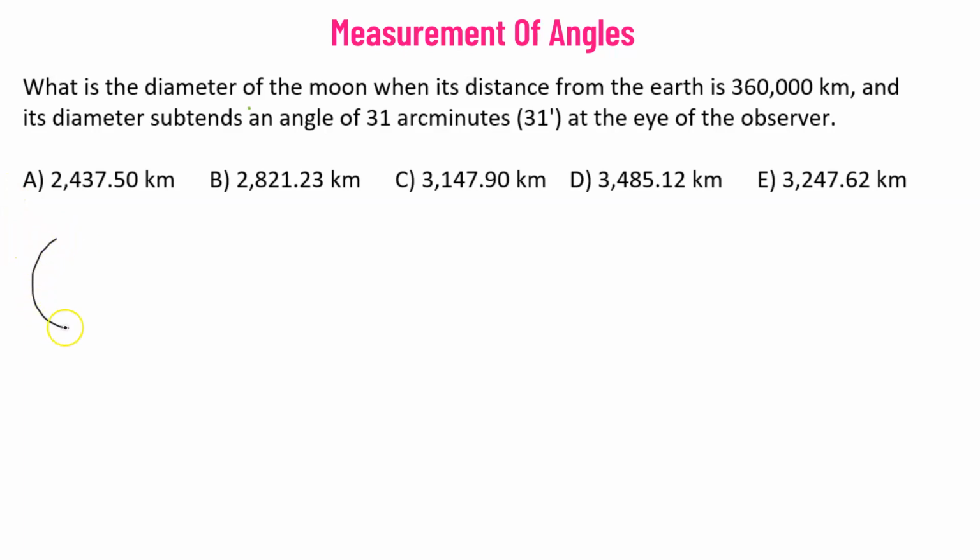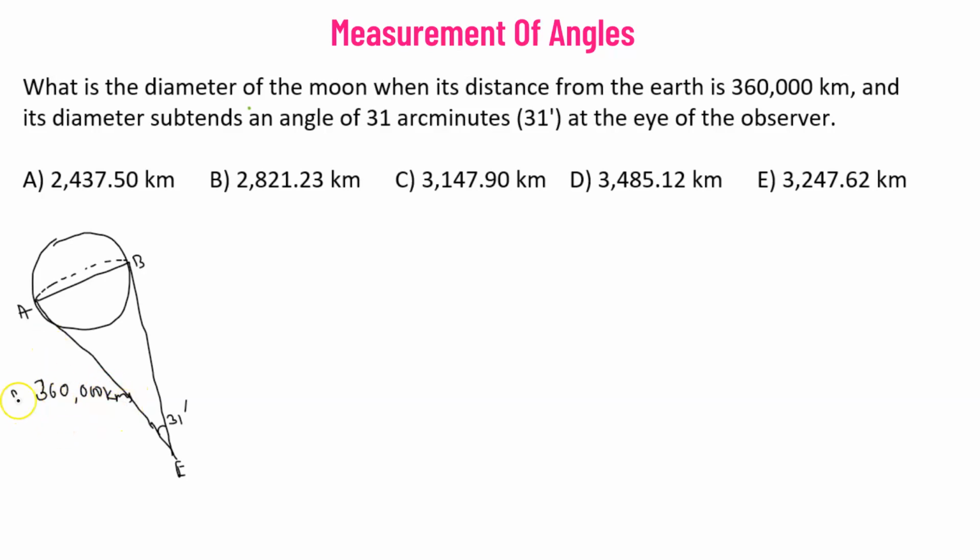So here we have the moon and let's consider AB to be the diameter of the moon. Now, assuming AB is also the arc, then this particular arc, let's say it is subtending an angle of 31 arc minutes at the eye of the observer. So this is our observer here on Earth. Fine. And the moon is at a distance of 360,000 kilometers from the Earth's position. So here we can say that the radius is 360,000 kilometers.